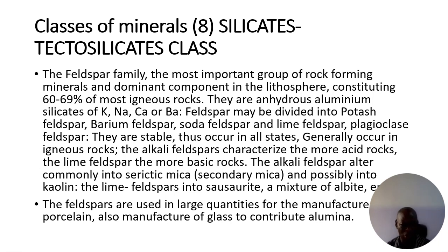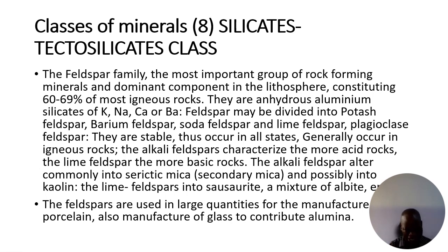It's the most important group of rock-forming minerals and a dominant component of the lithosphere, constituting 60 to 69% of most igneous rocks. They are aluminosilicates of calcium, sodium, potassium, and barium. Feldspar may be divided into potash feldspar, barium feldspar, soda feldspar, and lime feldspar, the plagioclase feldspars. They are stable, thus occur in all states, and generally occur in igneous rock.